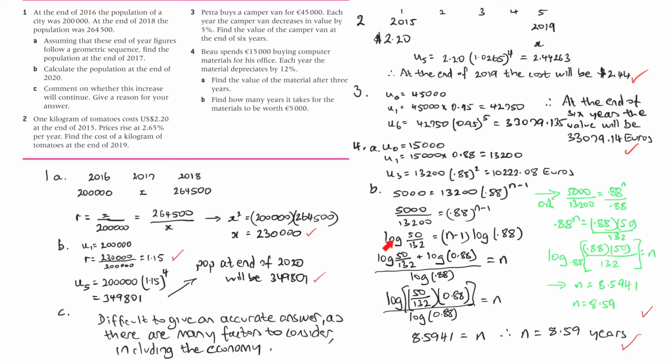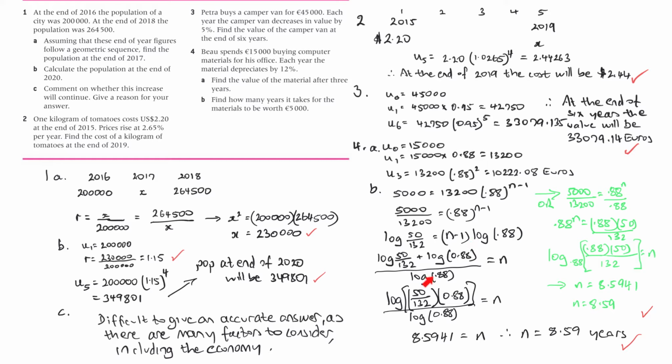Now, I'm not sure if you've used logs in this way, but I'm going to do logs. Okay, I've got log 50 on 132. If you allow me there, I've knocked off the 2 zeros. I've got 50 on 132 equals. Now, remember, when you take a log of 0.88 to the power of n minus 1, you bring the power down to the front, so that's n minus 1 log 0.88. And then I'm going to move this term here under here.